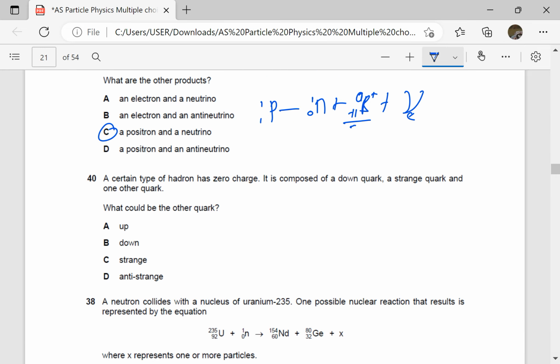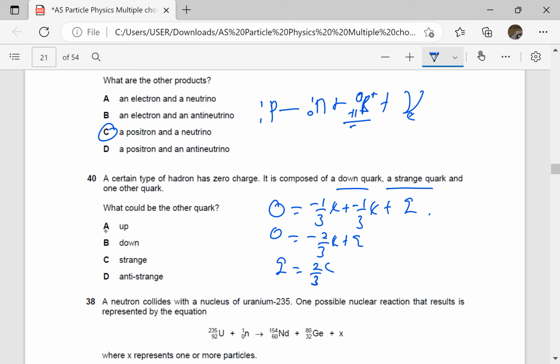A certain type of hadron has zero charge. It is composed of a down quark, a strange quark, and one other quark. What could be the other quark? So the charge is zero. So zero is equal to the total charge. Down is negative 1 over 3e, strange is negative 1 over 3e, plus the charge of the other quark. So you notice that 0 is equal to negative 2 over 3e plus q. So the charge q is equal to positive 2 over 3e. This could be charm, top, up. So the answer is up.